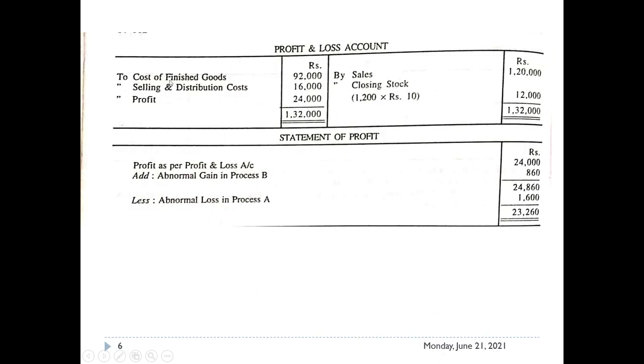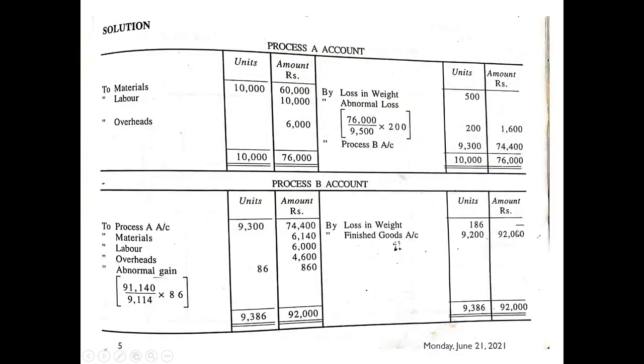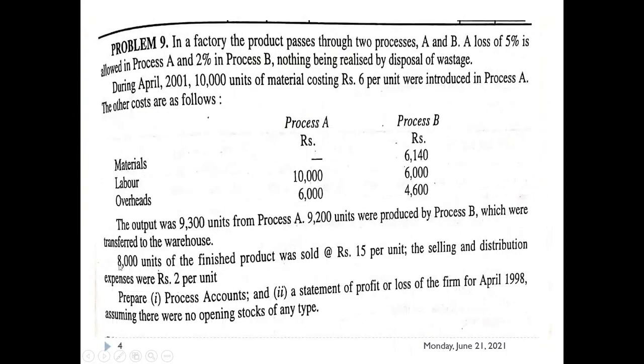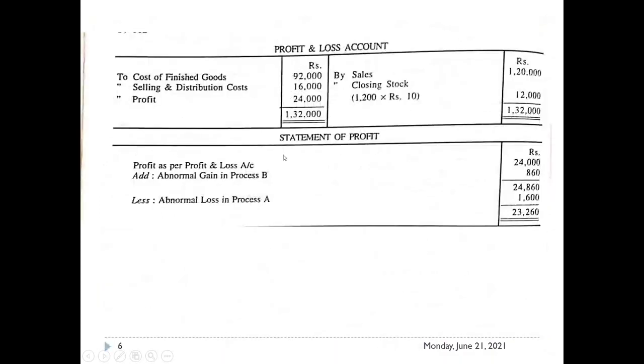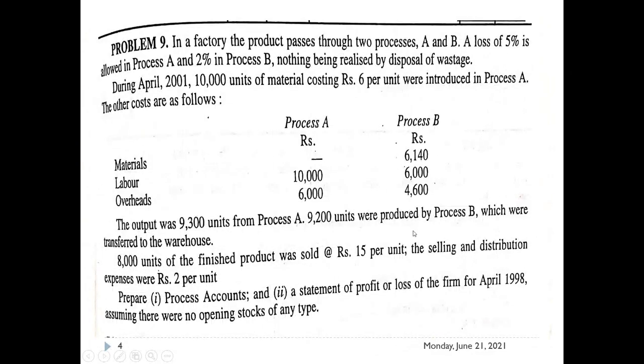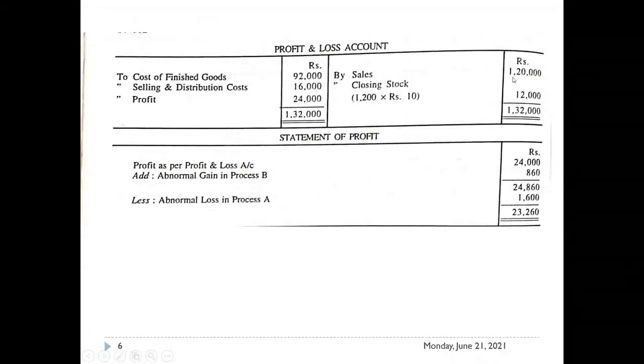In debit side, to cost of finished goods. Cost of finished goods we have already calculated, 92,000. So debit side 92,000. Selling and distribution expenses is 16,000. How do we get it? Our units sold are 8,000 units, at 2 per unit sold. Selling and distribution expenses are booked only on the units sold. So 8,000 into 2 will be 16,000. So it will be on the debit side. In credit side, by sales. Sales is given as 8,000 into 15, so it will be 1,20,000.